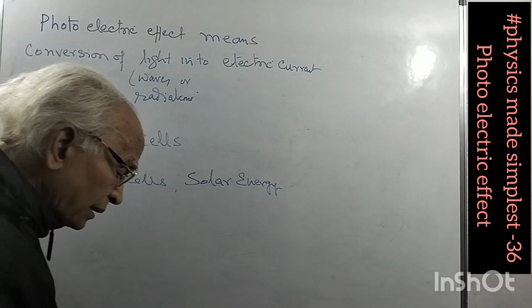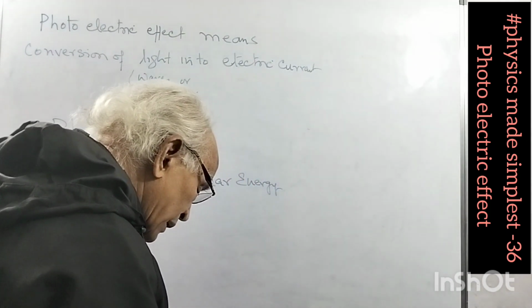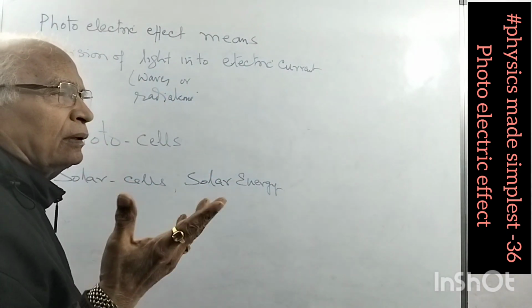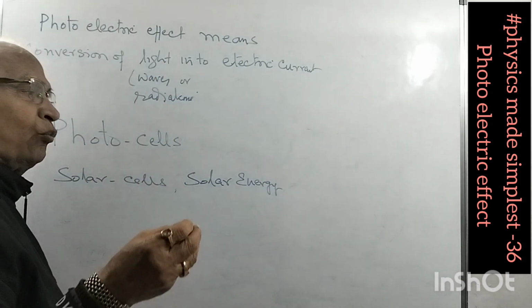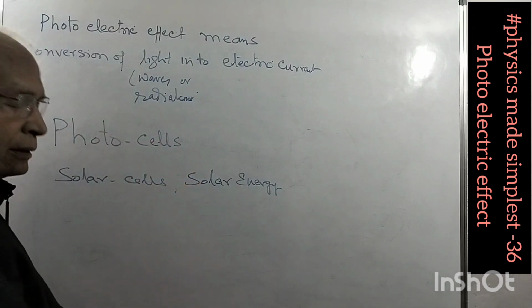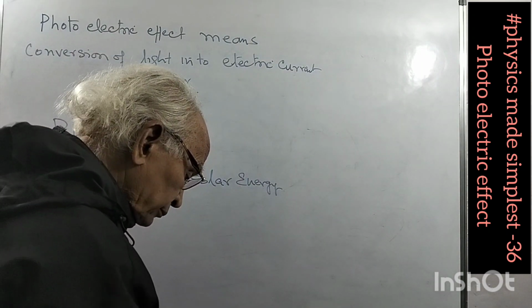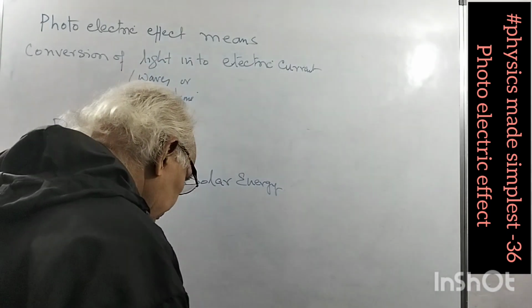So solar energy, photoelectric cells are used in different types of electronic equipment. I don't want to name them. Any type of equipment wherever light is converted into electric current. So this has tremendous application.